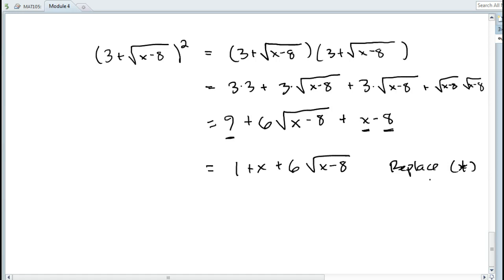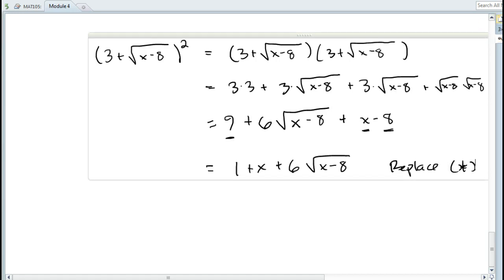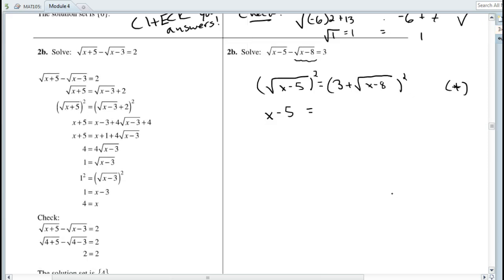Okay, so let's go back to the other page. So 1 plus x plus 6 times the square root of x minus 8. That is what's going on the right-hand side of this equation. Okay, so now let's move all the regular numbers to the other side. So we need to subtract 1 and subtract x. Well, guess what? The x's actually cancel when you subtract x. So we're going to get minus 6. And that's going to equal 6 times the square root of x minus 8.